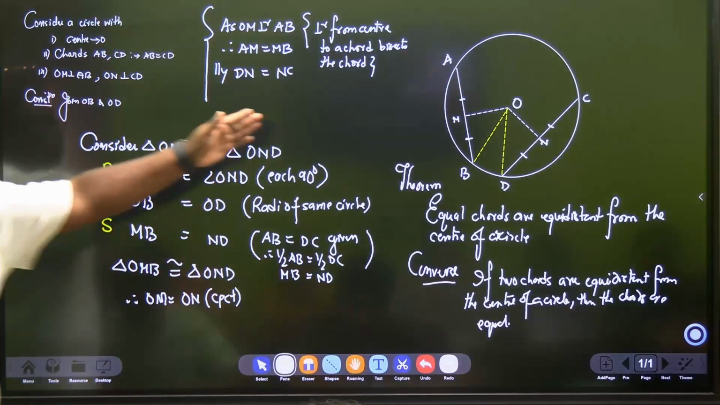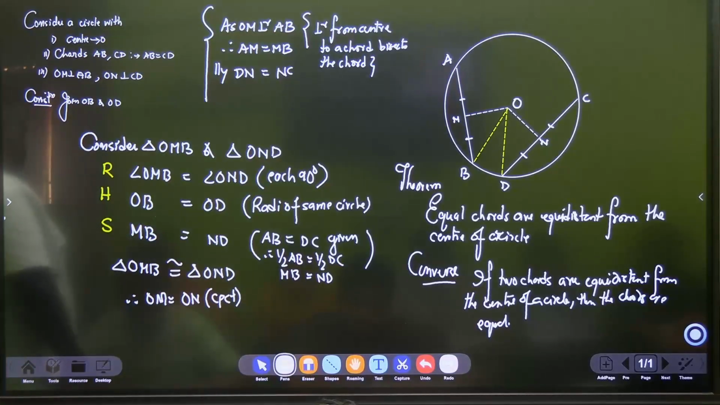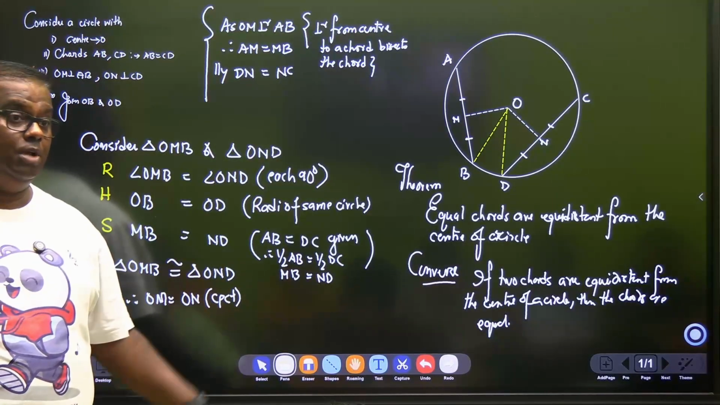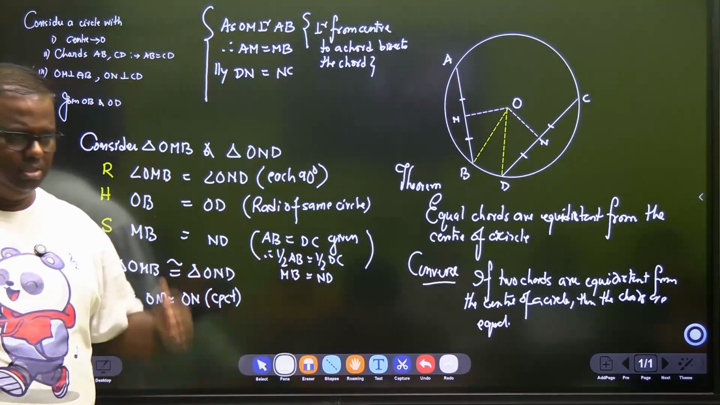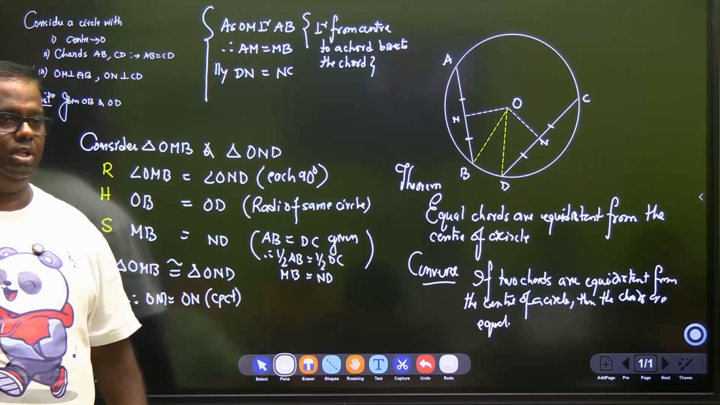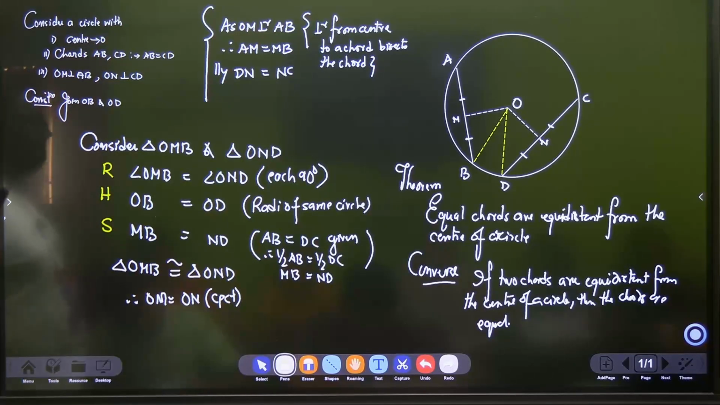So its altitude is equal to its altitude. Understood? Here ends your first part of theorems. Now we will go to the second part of theorems, which is a step a little bit not tough, but you have to remember it properly. You have to remember it properly.